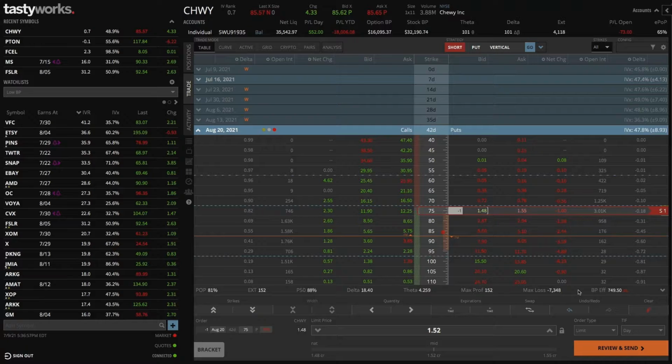And then the buying power effect here for this naked put is pretty reasonable at just $750. If you didn't want to go with the undefined risk here and you wanted to define your risk, you could turn this naked put into a vertical put spread.